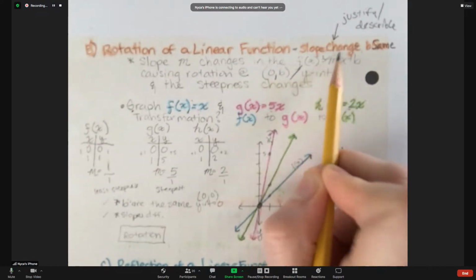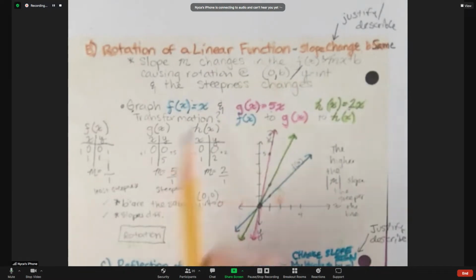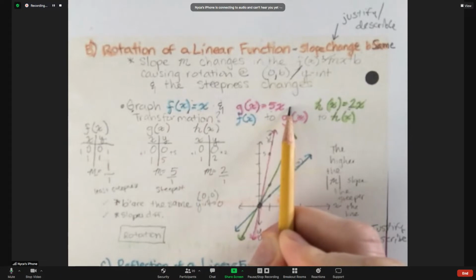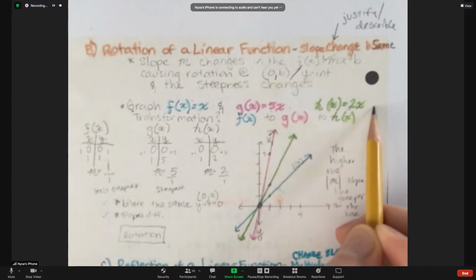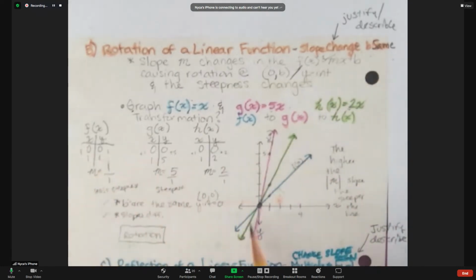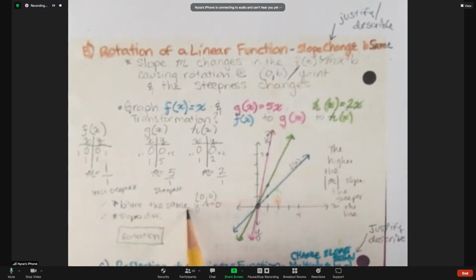Okay, so that worked. Now let's go look at the b's. The b is 0, goes through the origin. The b is 0, goes through the origin. The b is 0, goes through the origin. It has the same y-intercept. Again, I got my 2 points and I graphed it. How would I describe this? The b's are the same, 0, 0, but the slopes are different. That means this type of transformation is known as rotation.